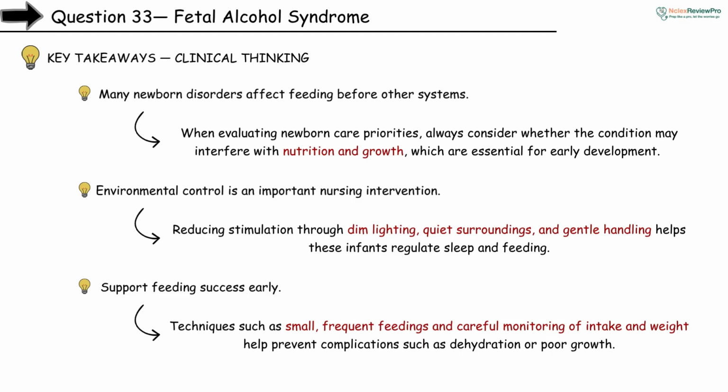So the key takeaway here is this: newborns with fetal alcohol syndrome require low stimulation, careful feeding support, and close monitoring of intake and growth. And recognizing these priorities is essential for both safe care and success on the NCLEX. Now let's continue building on newborn care and high-yield conditions.